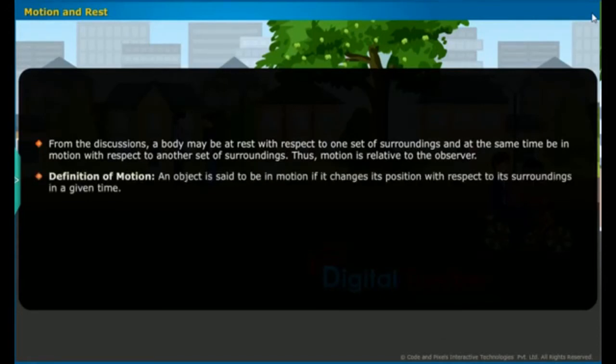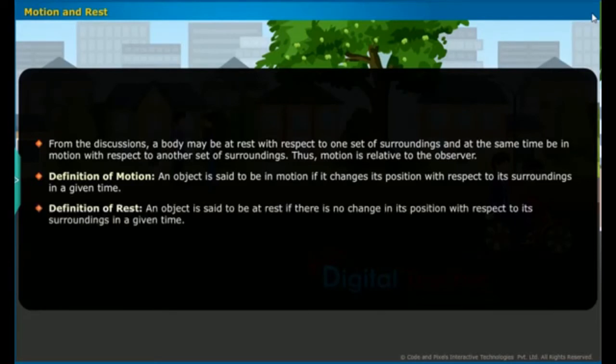Definition of motion. An object is said to be in motion if it changes its position with respect to its surroundings in a given time. Definition of rest. An object is said to be at rest if there is no change in its position with respect to its surroundings in a given time.